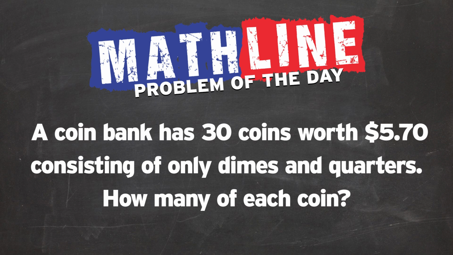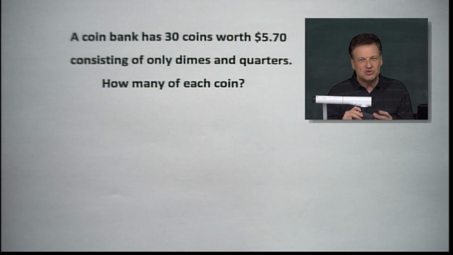A coin bank has 30 coins worth $5.70, consisting only of dimes and quarters. How many of each coin? All right, let's take a look at this. 30 coins, $5.70, and all we're allowed to have are dimes and quarters. So there's some restrictions right there.